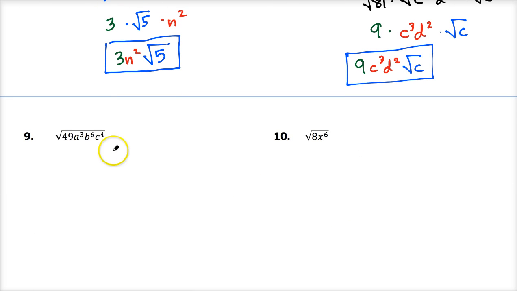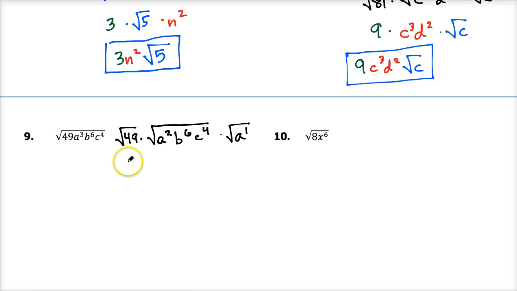Number 9, radical 49 a cubed b to the 6th c to the 4th. So we have our radical 49. We have a radical a cubed, so I'm going to write that as an a squared and then times a radical a to the 1st separate. And then my b and c variables both have even exponents already, so I'll keep those as b to the 6th and c to the 4th.